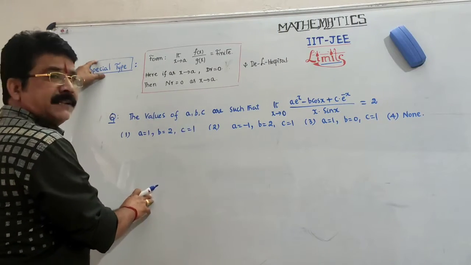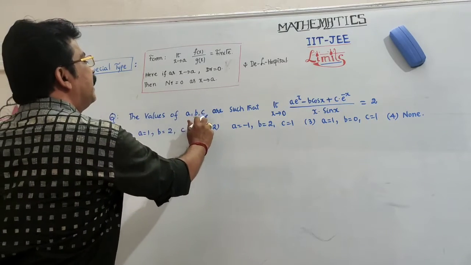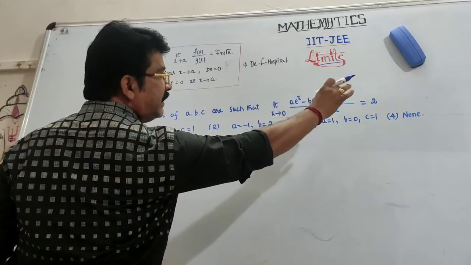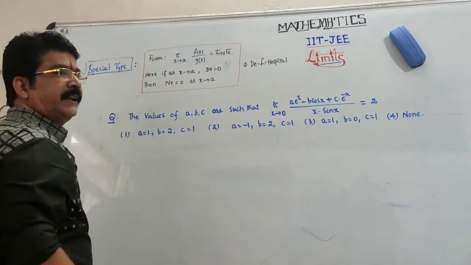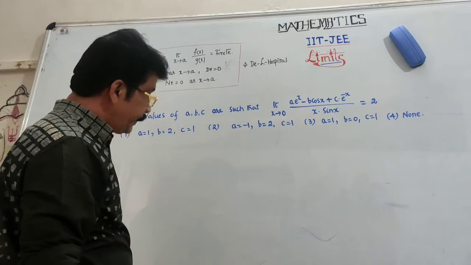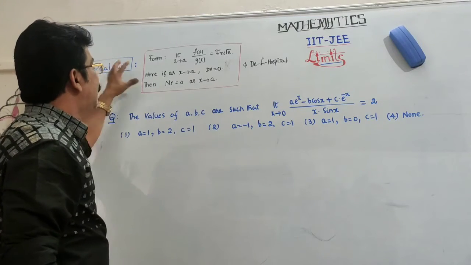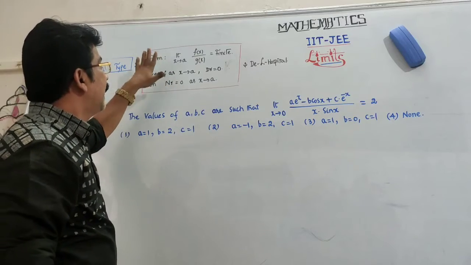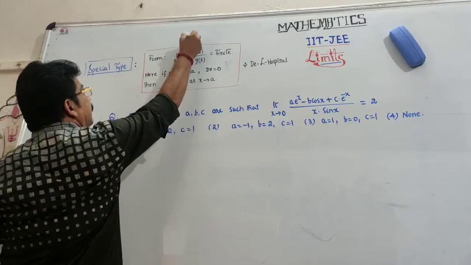Same under special kind of questions. The values of a, b, c are such that this limiting value exists and is finite, that is equal to 2. Then what are the values of a, b, c? Here already I said in this model we are following this standard formula. What is the standard formula? Or actually it is not the formula, it is the concept.